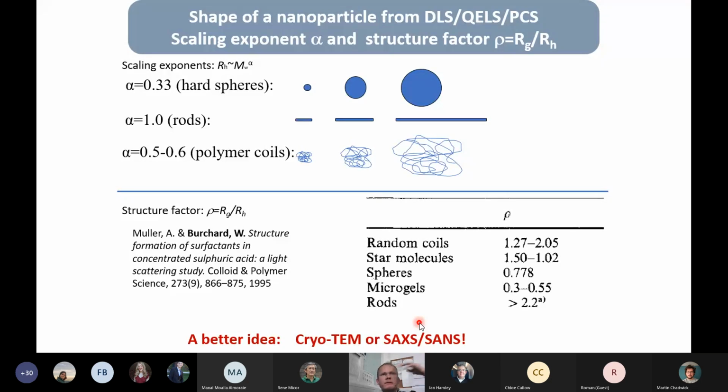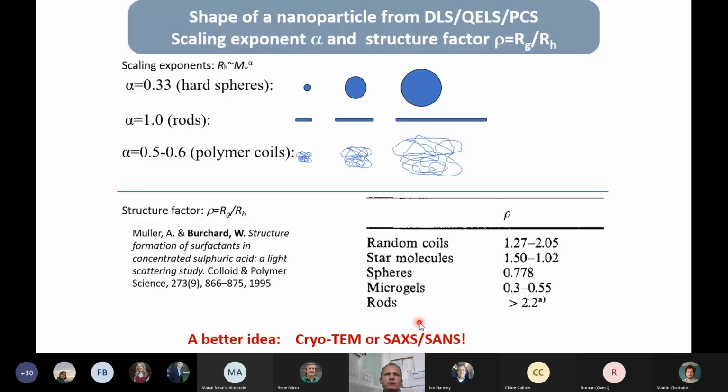But if you don't have access to this facility, there are some tricks, however, that you can use for the analysis of dynamic light scattering. And I will try to give you some explanations of how these tricks can be used. So the first trick works on the analysis of the scaling exponent.